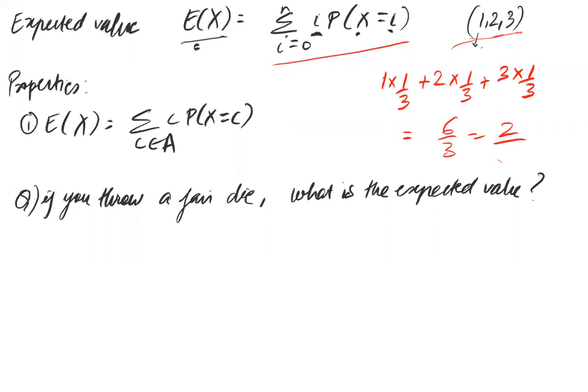Next are the properties. The first one is the expected value of X when you are taking values out of a set A. So you're taking values from set A: for all C belonging to A, you sum the values of C times the probability that the random variable is equal to C. And this is called the weighted average.